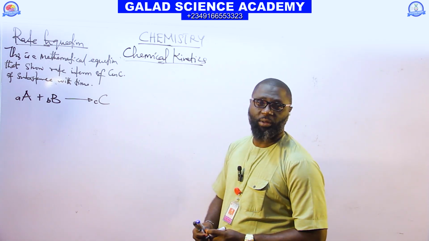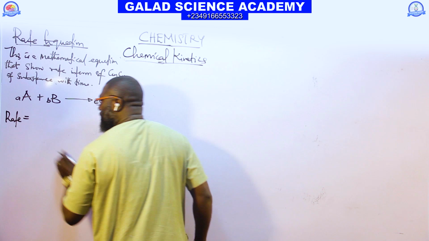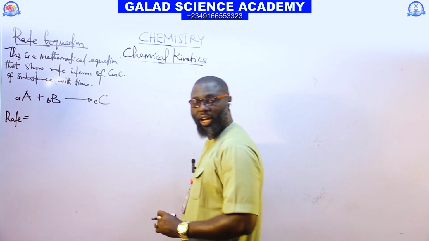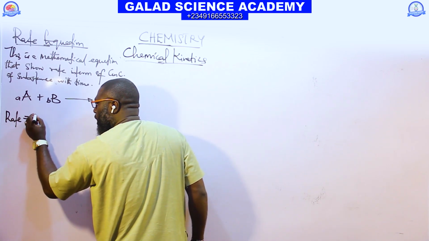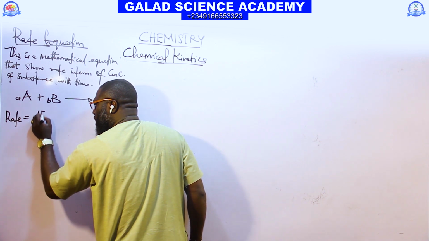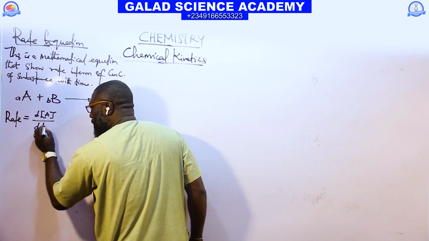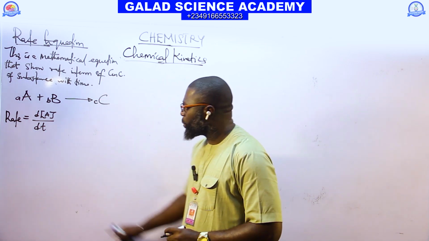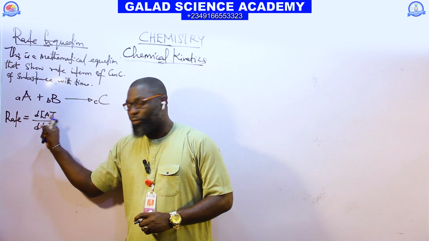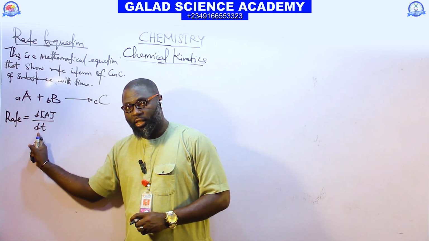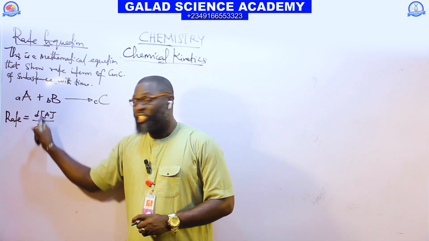To write the rate equation for this expression is very easy. The rate, which is R, is given by the concentration of A over time. A is the reactant, so don't forget the rules. You differentiate A, put the concentration of A, to the concentration of C. You know why we introduce differentiation here?